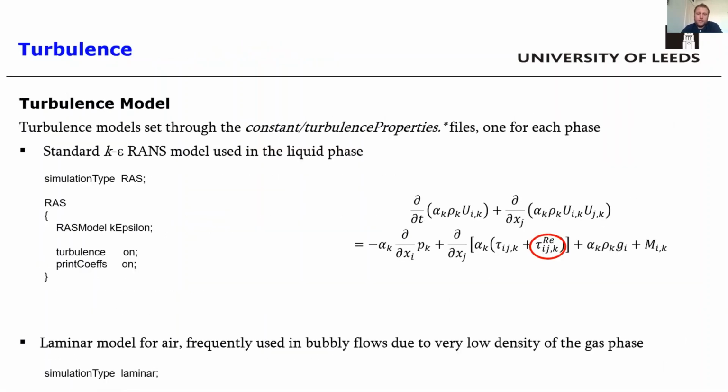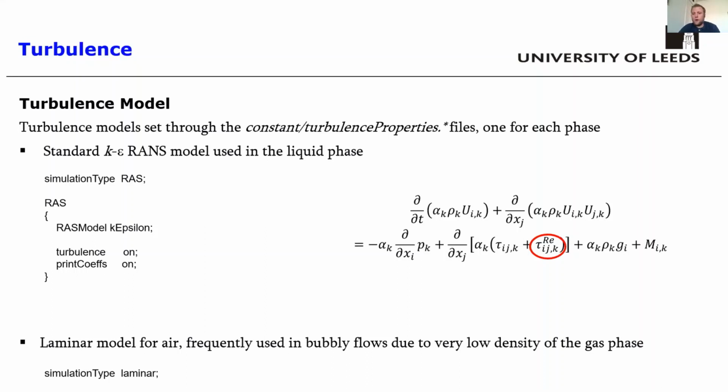Okay, and this is almost everything. There is something a little bit more to say later on, but these are the most important features of the boundary conditions for velocity, pressure, and volume fraction.